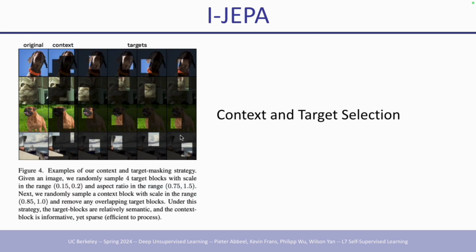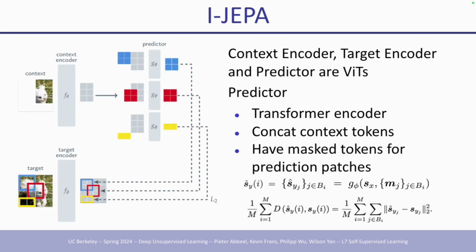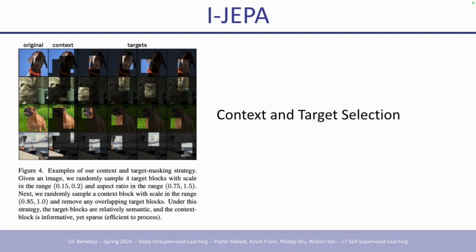So this should look similar to BYOL, but they've structured the task a little bit differently, as well as the architectures that they're using. So here are examples of how they construct their context and their targets. They first construct their targets by taking the original image and sampling random blocks in the image. Then they sample random blocks for the context and subtract out the ones so there are no overlapping blocks, and you effectively get that as your context. That's how they construct these training pairs.